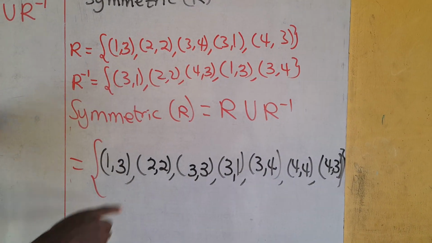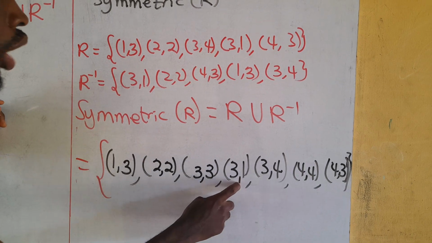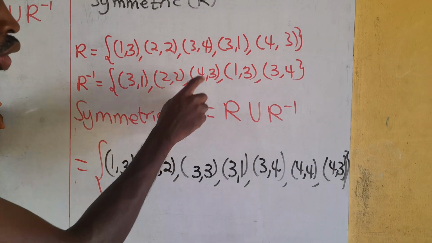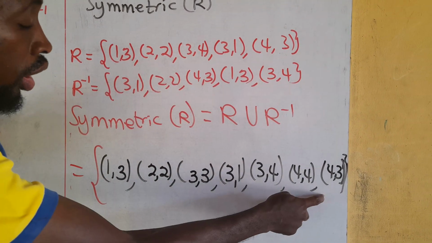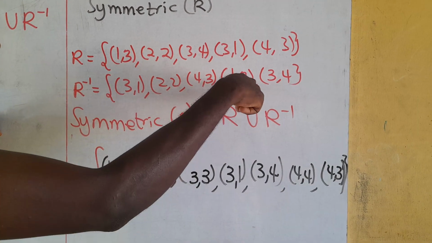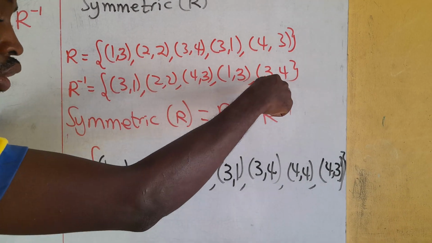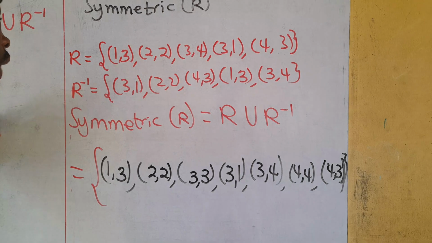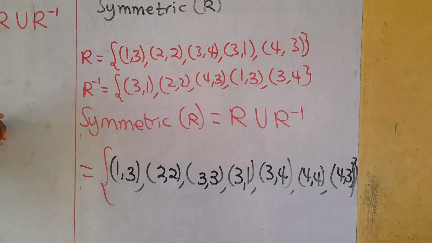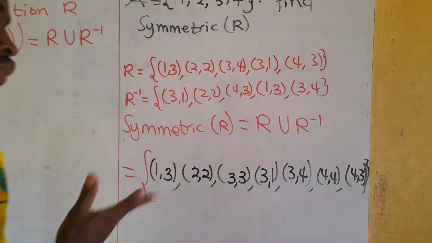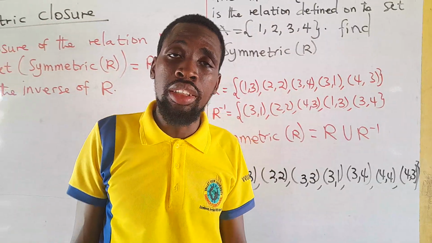We check for the inverse too. 3, 1, 3, 1 is there. 2, 2, 2, 2 is there. 4, 3, 4, 3 is there. 1, 3, 1, 3 is there. 3, 4, 3, 4 is there. Then we can say this is the symmetric R of the relation defined on a set A.